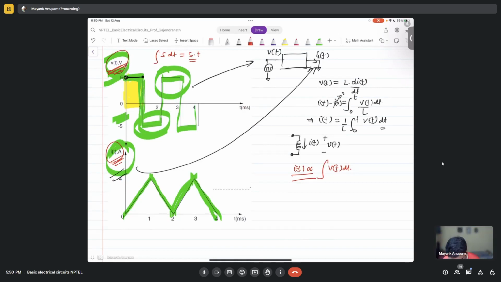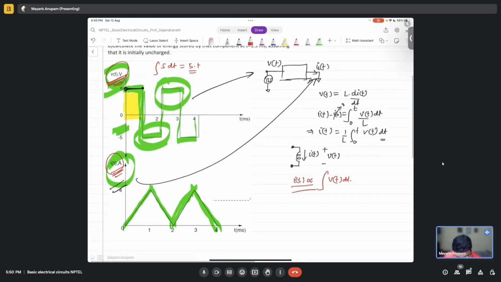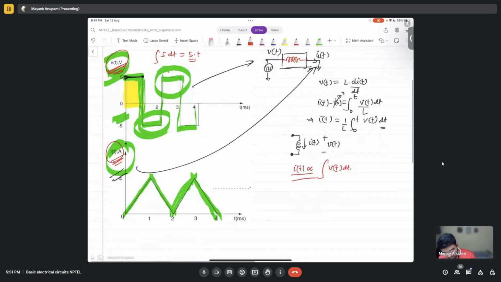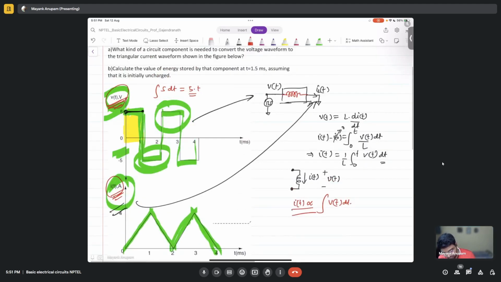Correct? Okay. Now, when we know that the current has to be proportional to the integral of the voltage, there is only one possibility, right? There is only one element which has current proportional to the integral of voltage. That is an inductor, correct? So basically, this has to be an inductor like this. And what will be the value of that inductor? Tell me. Can you find out what will be the value of the inductor?